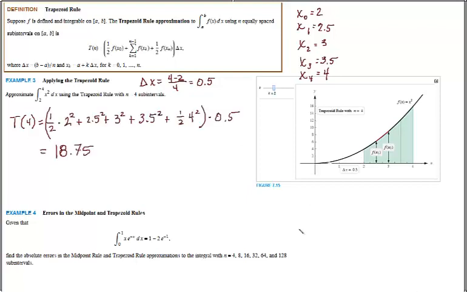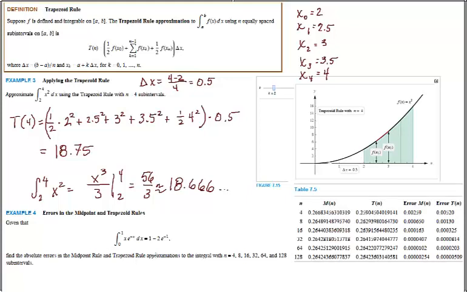Alright, and this gets even closer to my actual value for the integral of x squared from 2 to 4. Let's find out what that really is. Okay, so there's what the exact value is, and increasing the number of subintervals will just get you closer and closer to this value of 18.66. Looks like my midpoint was a little closer than this trapezoid, but increasing the number of subintervals will make it closer and closer to the actual value.